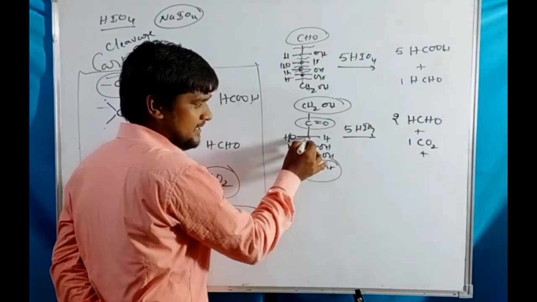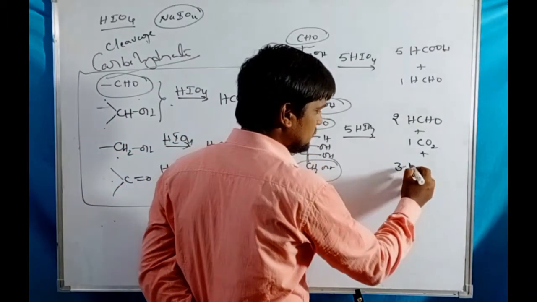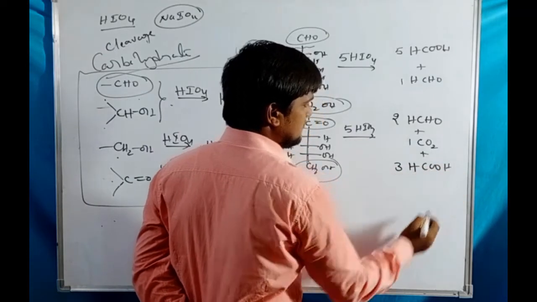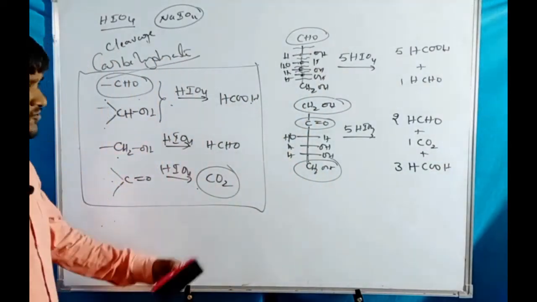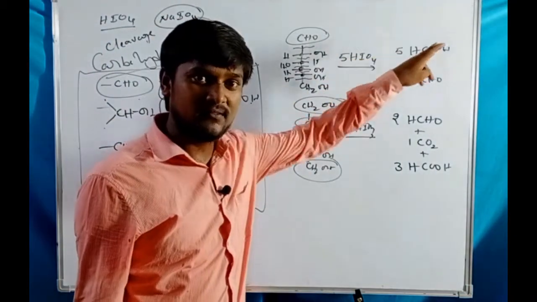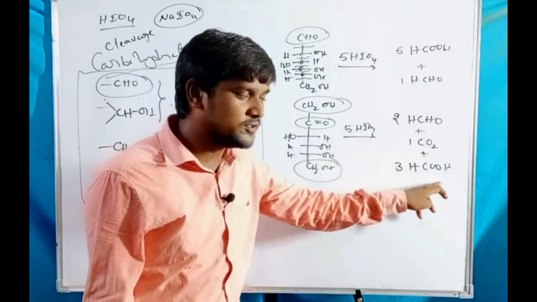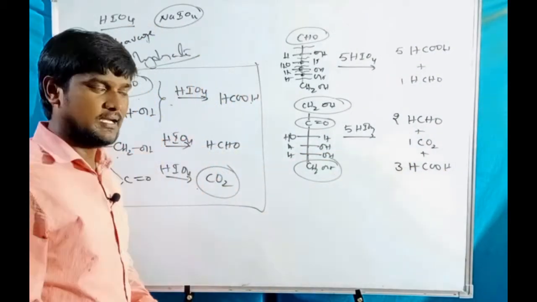Now again it is a secondary alcohol. 3 moles of secondary alcohols will produce the corresponding formic acids, 3 moles of formic acid. So this is the HIO4 reaction. Glucose will use 5 moles of formic acid and 1 mole of formaldehyde. Fructose will use 2 moles of formaldehyde, 3 moles of formic acid and 1 mole of carbon dioxide.